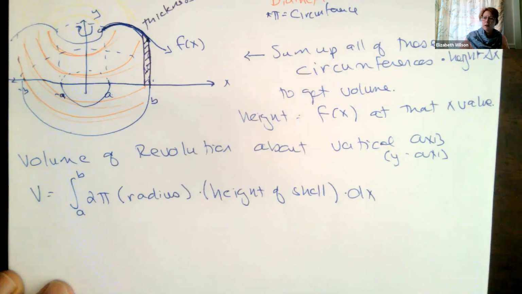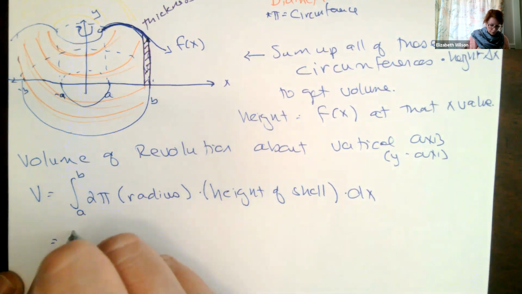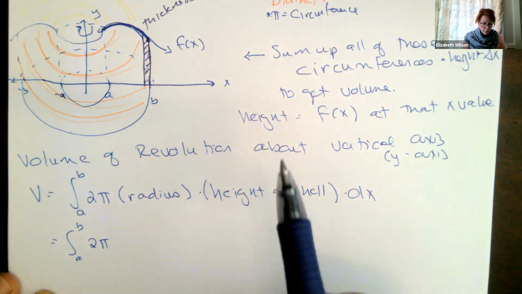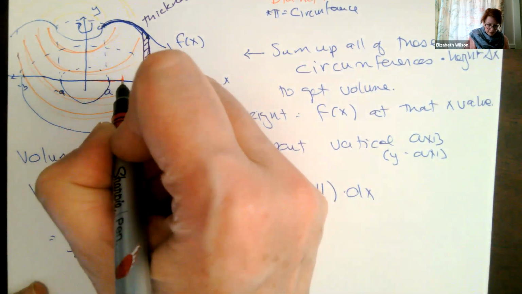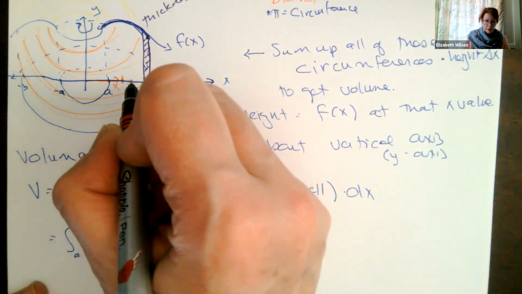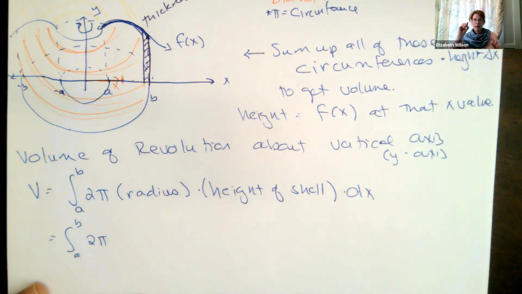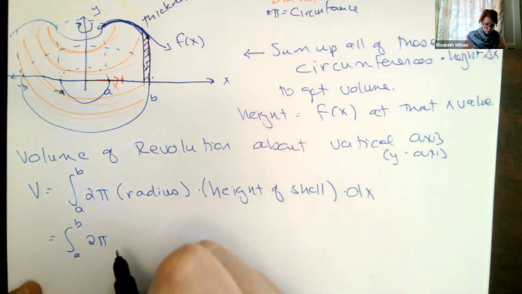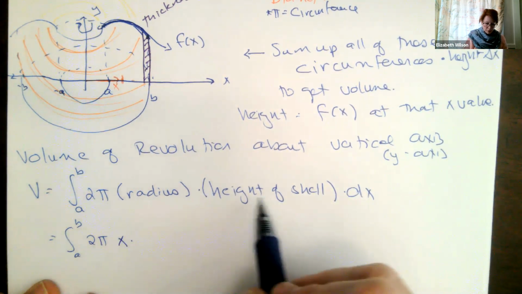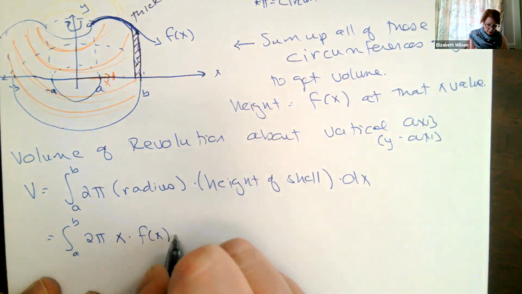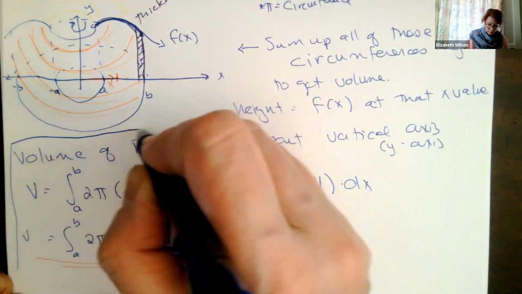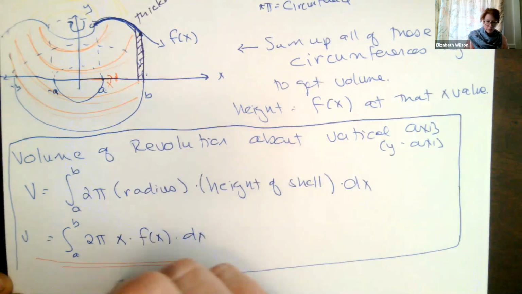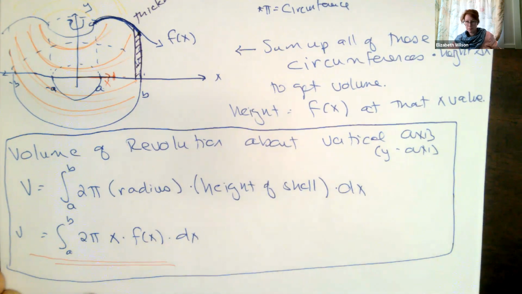So let's plug in r. This is equal to, from A to B, 2 pi, our radius. Now let's remember, my radius is equal to that x value. As I go out here, where am I in the x location? That tells me what my radius is. So 2 pi x times the height of the shell, which is our function, times dx, our thickness. This is your volume right here when you go about a vertical axis. I'm going to put a box around this whole thing. And we're going to work through a number of examples so that you can see what this looks like in practice.